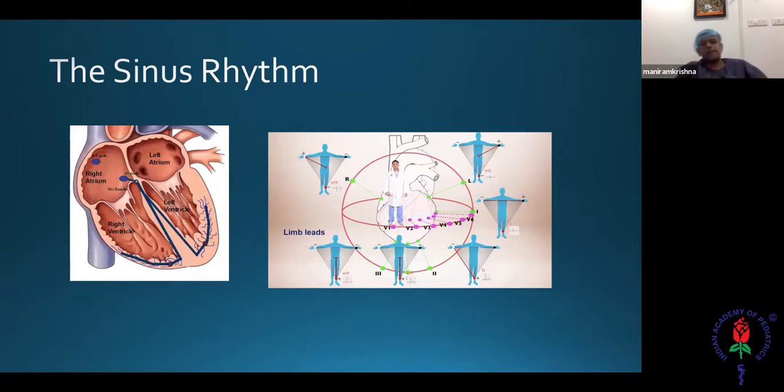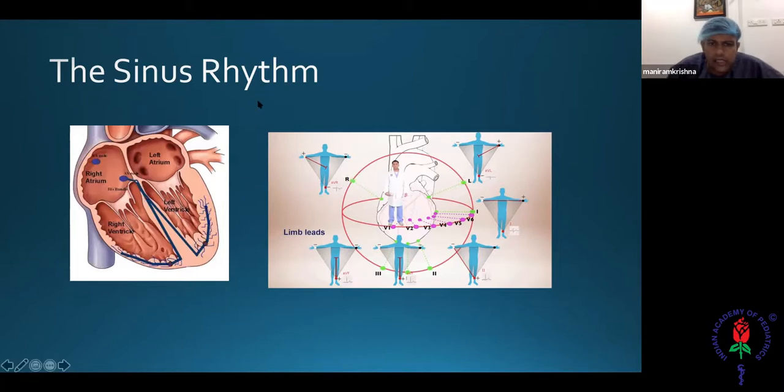So I'll go back to the Einthoven triangle, and I'm going to focus only on the limb leads. We know that there are 6 limb leads: the 3 bipolar leads, which are leads 1, 2, and 3, and the 3 augmented unipolar leads, which are AVL, AVF, and AVR. You place the limb leads on the right hand, the left hand, and either of the feet. So lead 1 is the difference between AVR and AVL.